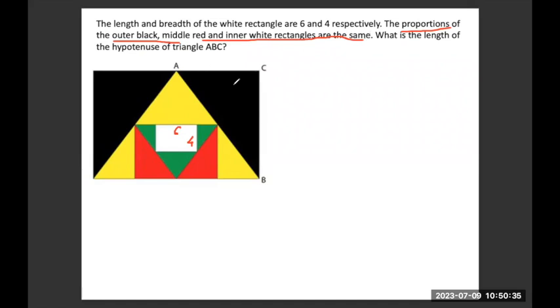What is the length of the hypotenuse ABC? What is the length of the hypotenuse of the triangle ABC, which is, I'm looking for this dimension, AB.